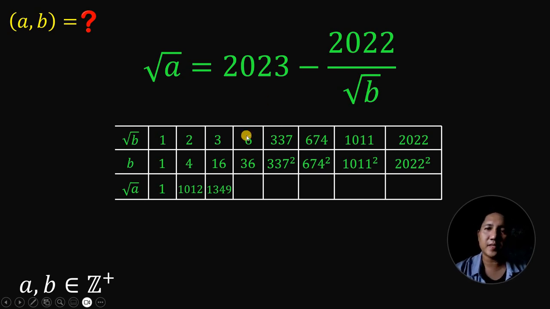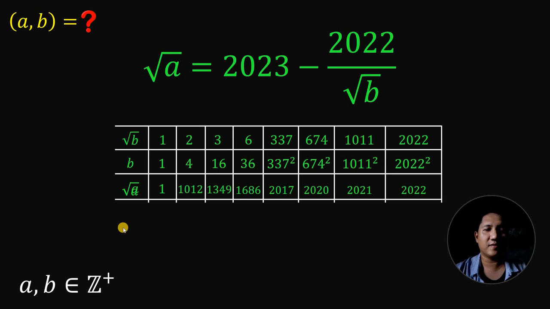Let's continue. If the square root of b is 6, then 2022 divided by 6 gives us 337. So 2023 minus 337 gives us 1686. Keep going. If the square root of b is 337, then 2022 divided by 337 is equal to 6. So 2023 minus 6 gives an answer of 2017. And we keep going until we reach square root of b equals 2022. Alright, so we now get the values of square root of a, and we want a and b.